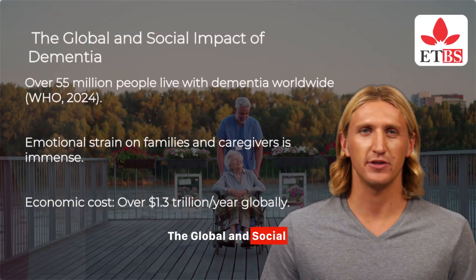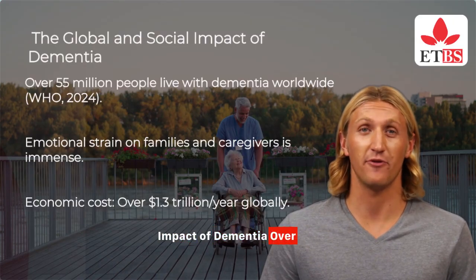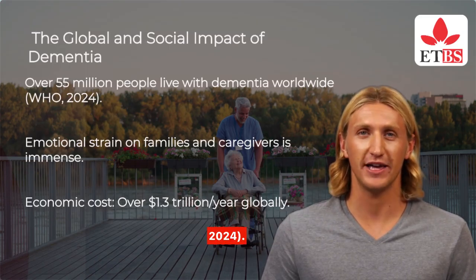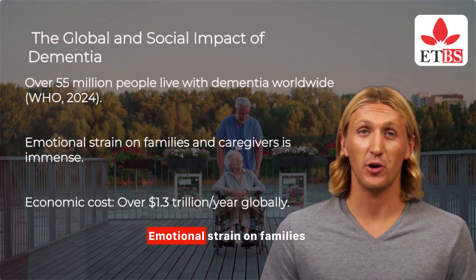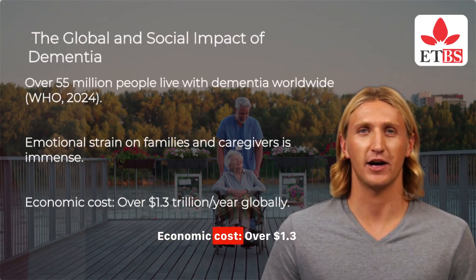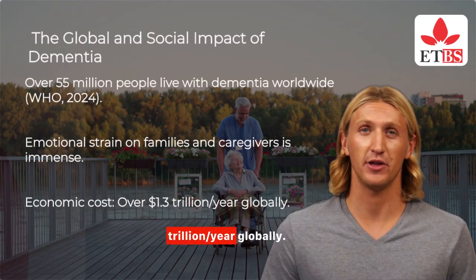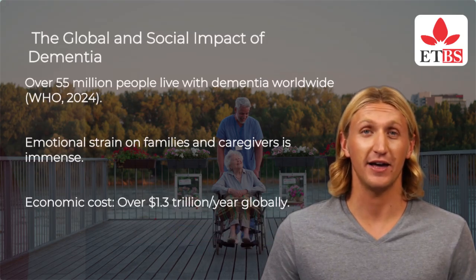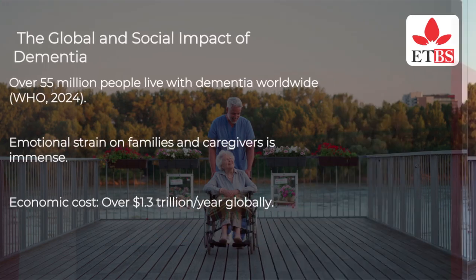The global and social impact of dementia. Over 55 million people live with dementia worldwide, according to the World Health Organization, 2024. Emotional strain on families and caregivers is immense. Economic cost is over $1.3 trillion per year globally. Stigma, misinformation, and lack of resources persist in many regions.